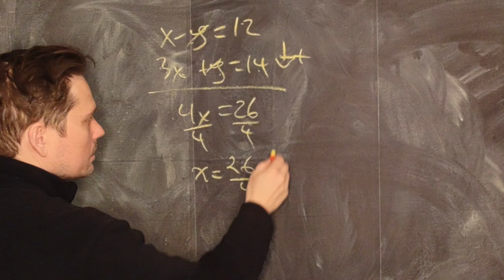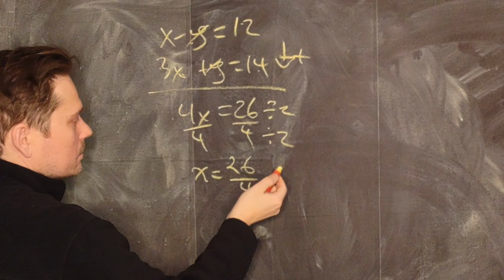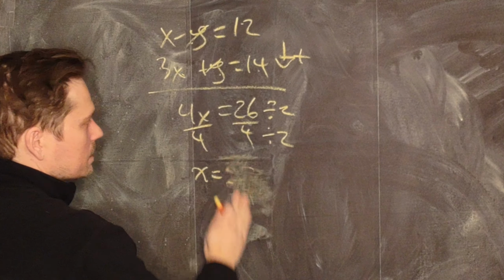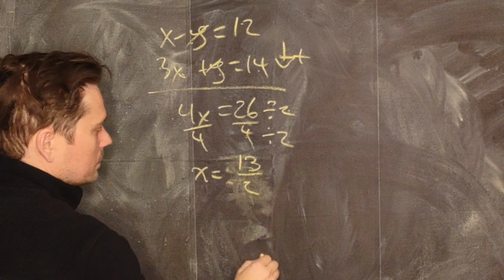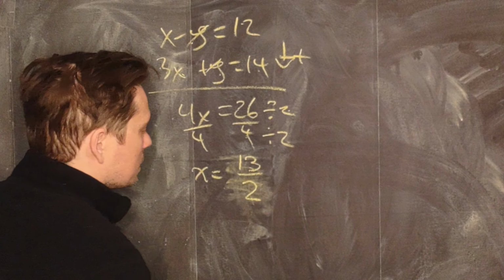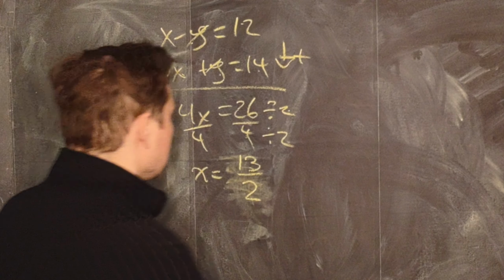And here what you can do is divide this by 2, right? And then divide this one by 2. So when you do that, basically you're going to have the following instead. 26 divided by 2 is 13, and then 4 divided by 2 is 2. So one of the solutions is 13 over 2 for x, and then just find the corresponding value of y.